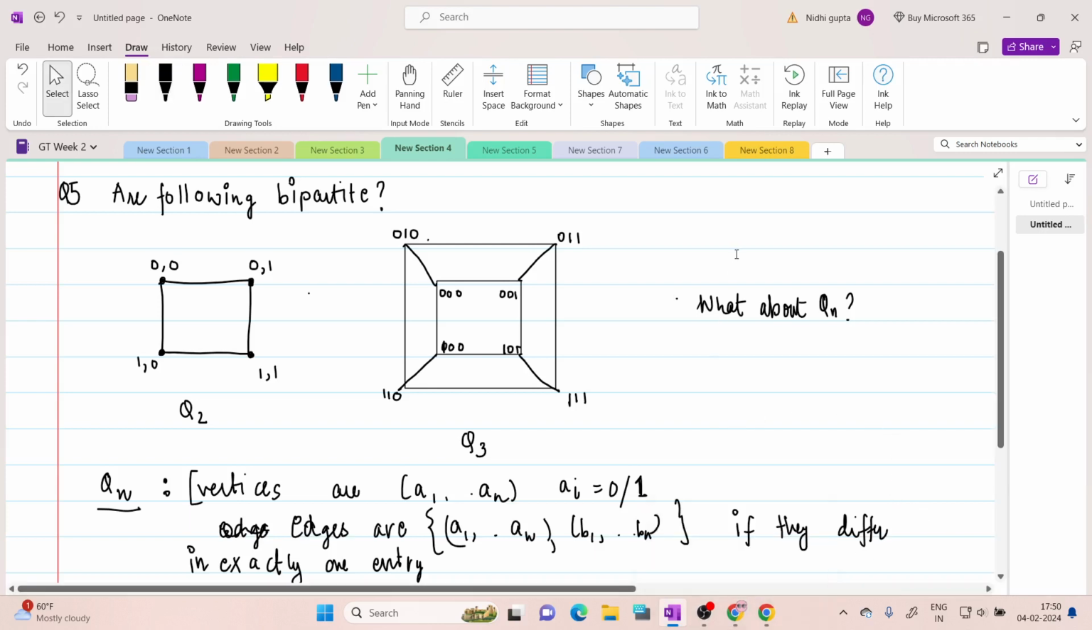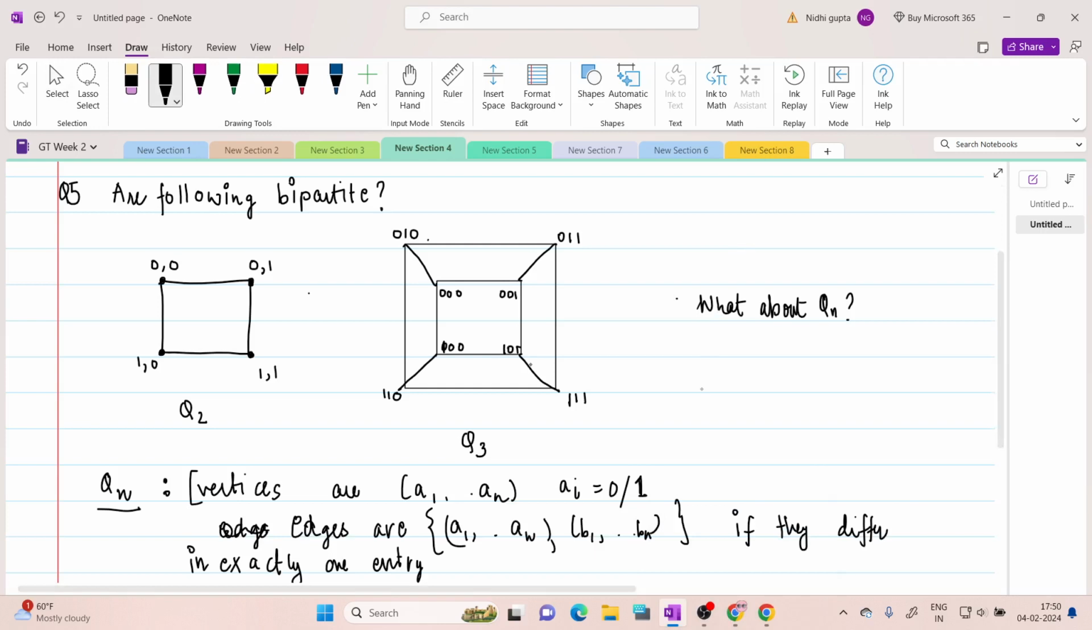If you're clear, tell me: for general n, how many vertices will we have? What is the number of vertices of Qn? Not n. If this is Q2, we are getting four vertices. It is 2 to the power n, because we have entries a1 through an, and each entry has two options, 0 or 1. So 2 times 2 times, n times, which is 2 to the power n.